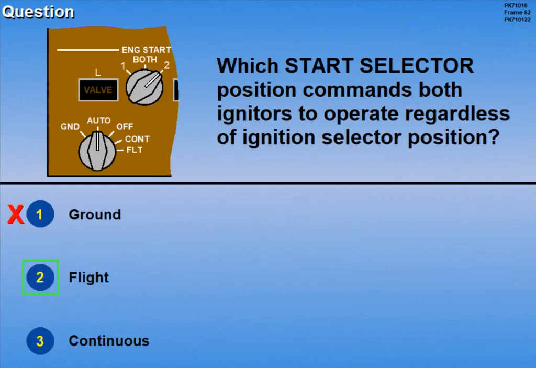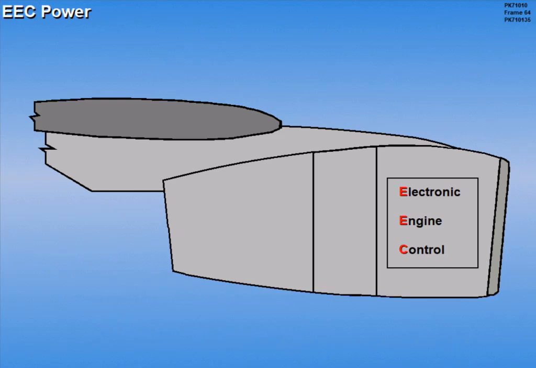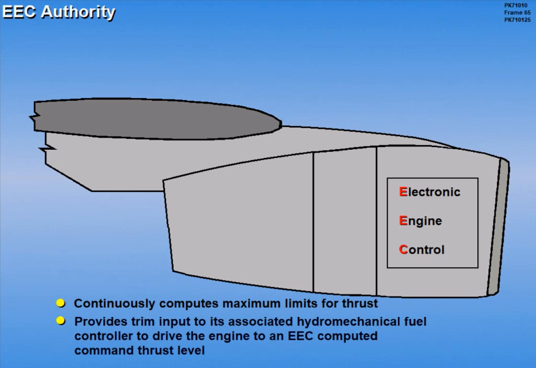Next, we'll discuss the EEC and the ELC. Each engine EEC, or electronic engine control, is powered by dual dedicated generators. The EEC continuously computes the maximum limits for thrust. During normal EEC operation, each EEC provides a trim input to its associated hydromechanical fuel controller to drive the engine to an EEC-computed command thrust level.